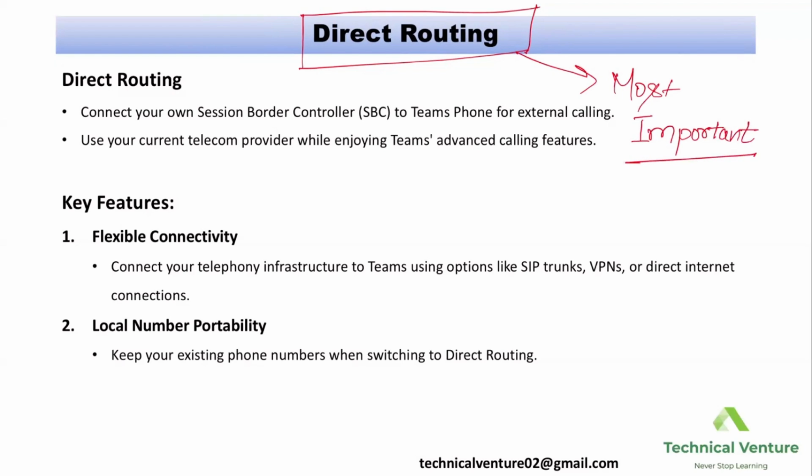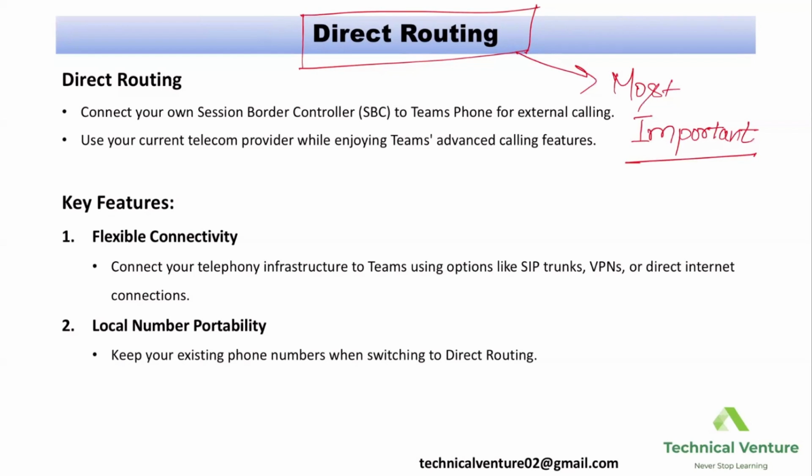Under direct routing, we need to configure all the things. We need to manage our SBC. We need to manage everything. Like if you want to port a number from one operator to another, you need to do it. If you want to utilize your SBC, either Cisco or Ribbon or AudioCodes, you need to maintain that. You need to do all the configuration on your end. That is what direct routing is all about.